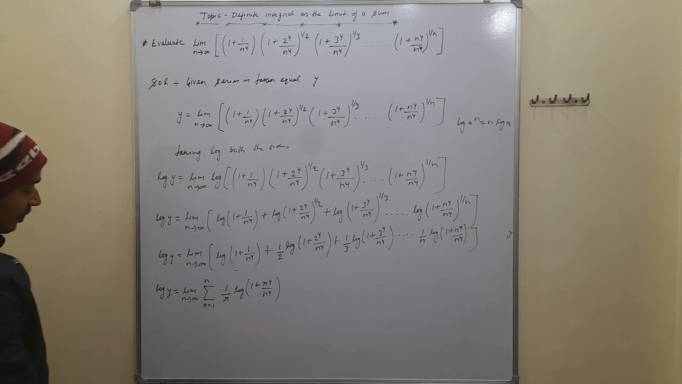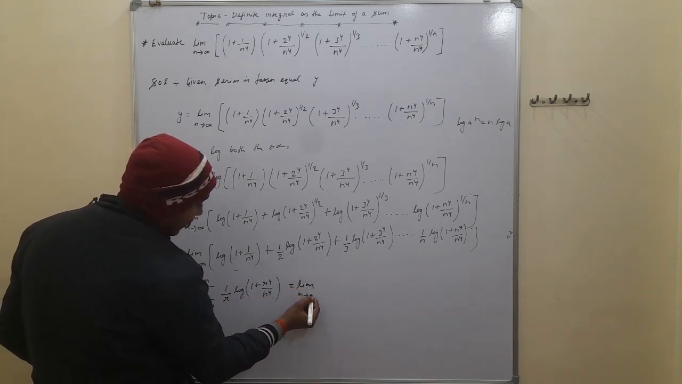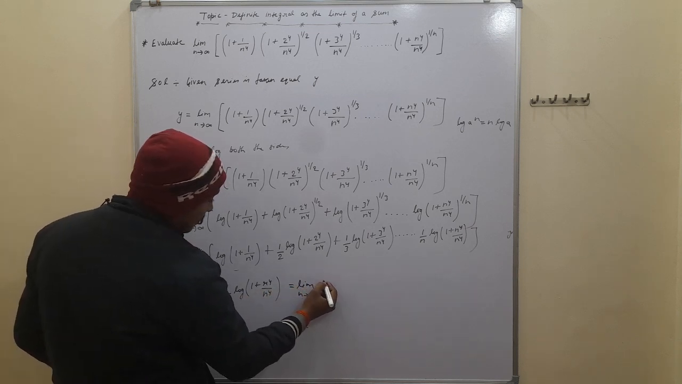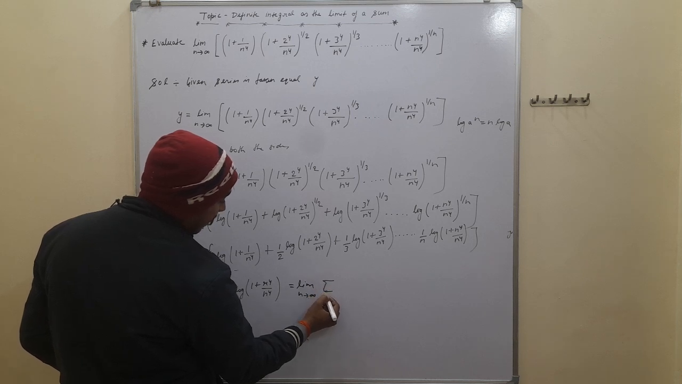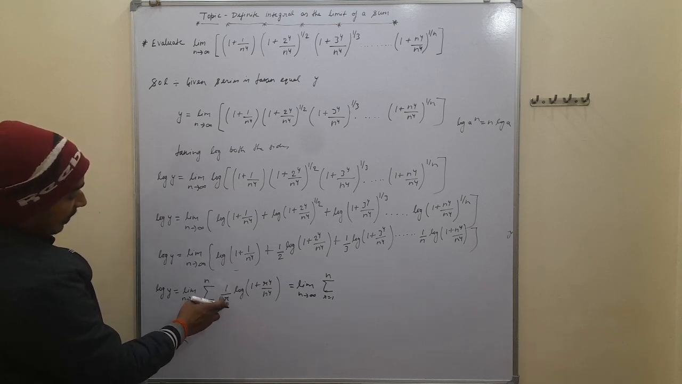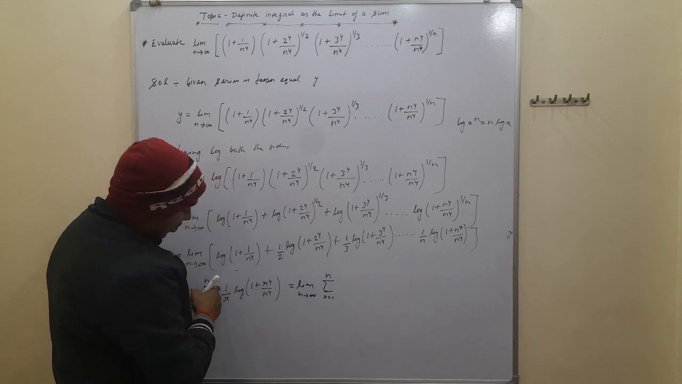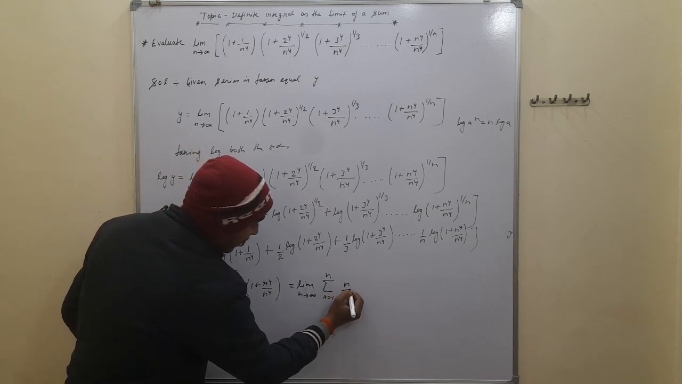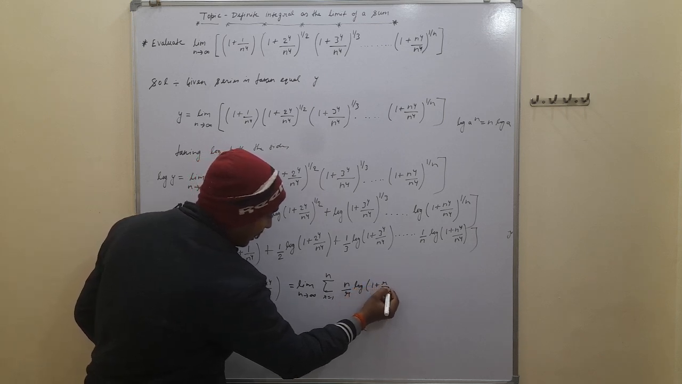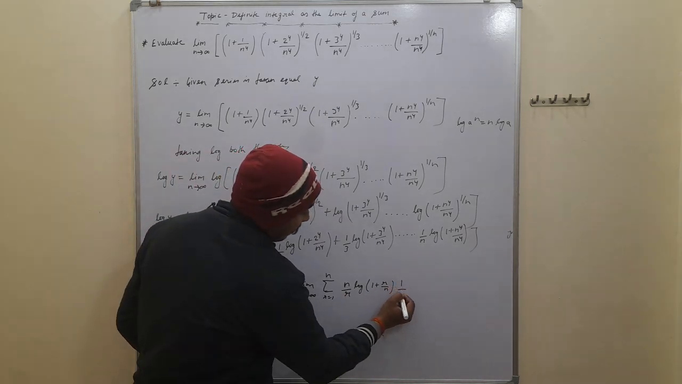Further we have to arrange these terms, that is limit n tends to infinity, summation r is equal to 1 to n, and we can also write here, multiplying numerator and denominator with n, that is first in the numerator n by r, and log of 1 plus r by n, and also multiplying in the denominator, that is 1 by n.